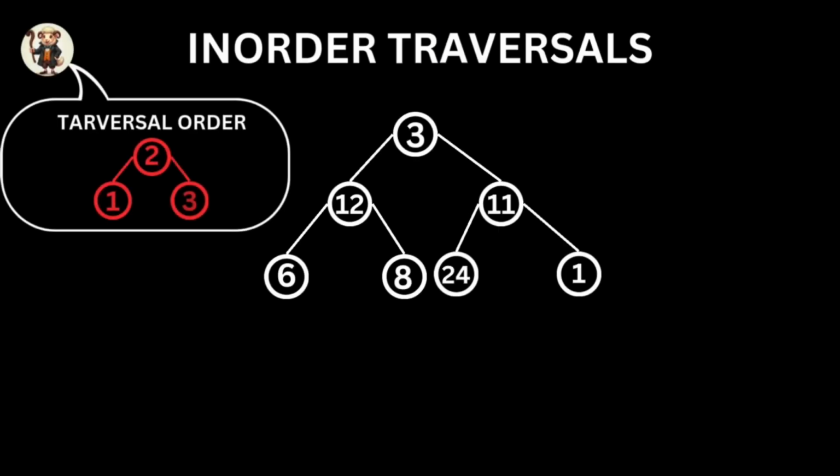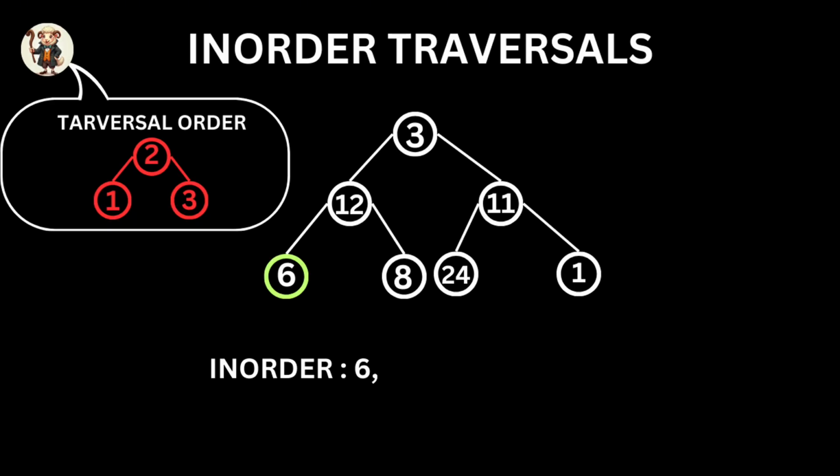Now let's move on to in-order traversal. To illustrate the differences clearly, we'll use the same example as before. In in-order traversal, the order is left node first, then the root, and finally the right node. This sequence changes how we traverse the tree. Starting with the leftmost node, we begin at 6.